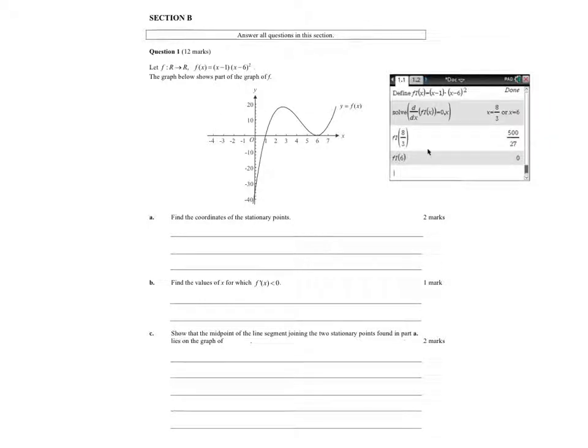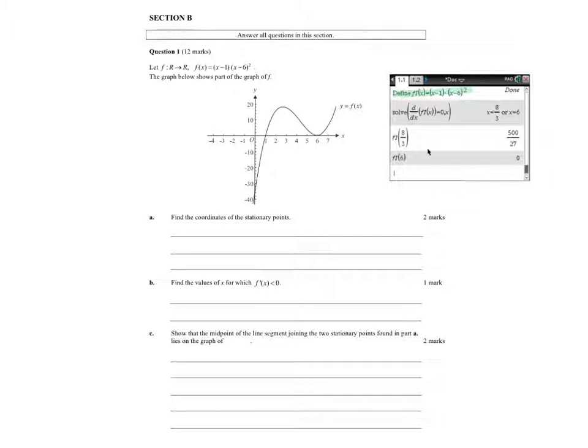Okay, so first thing I've done here is define the function. So that's going to be the first thing we do nearly every time. Let's define the function f1 of x. Okay, I had a look at the graph to make sure it was the same thing. I need the coordinates of the stationary points.